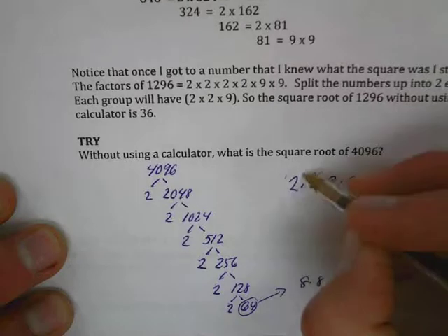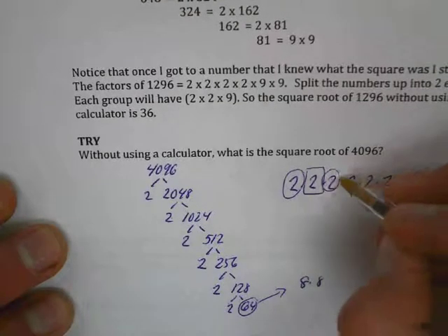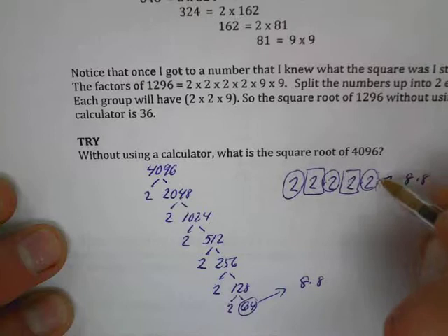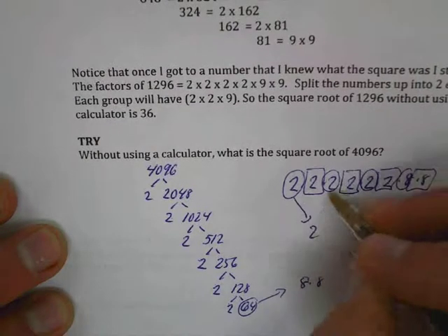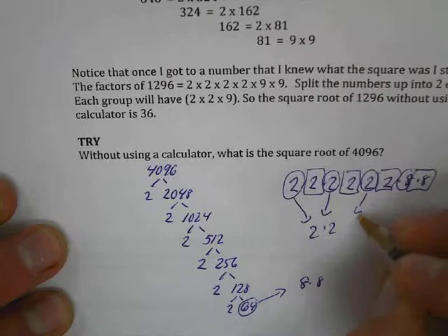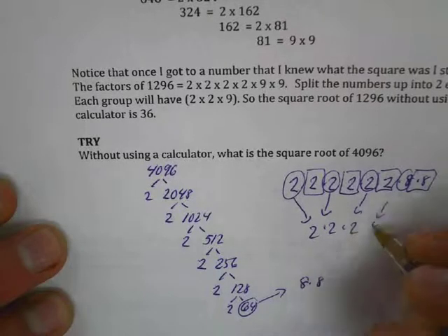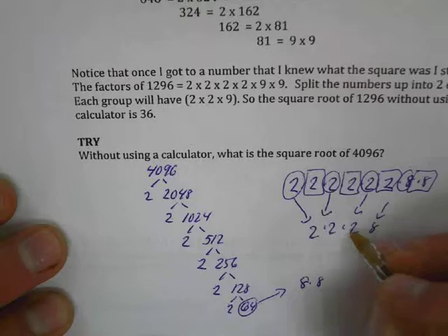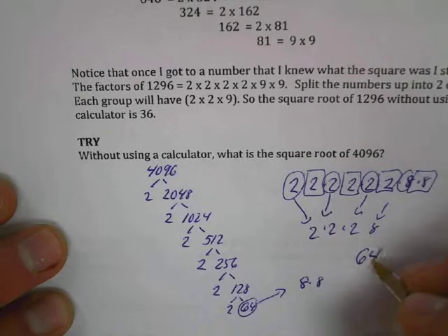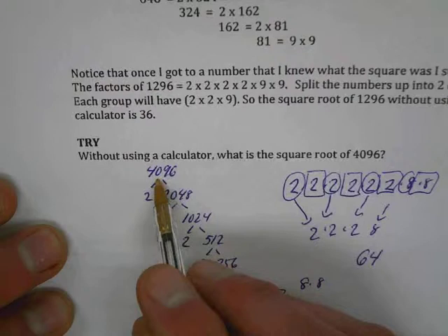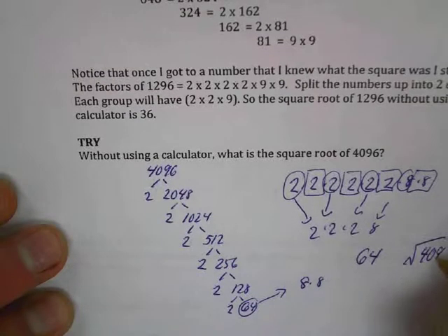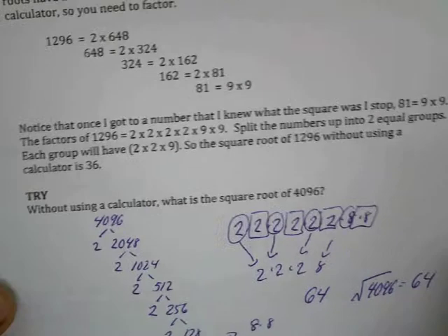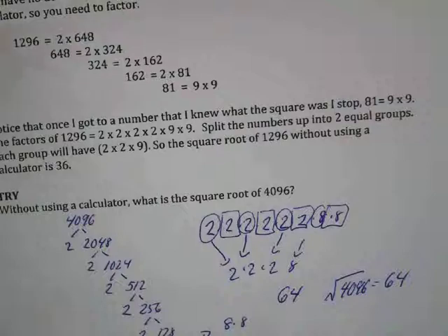So I'm going to group them. I have 1 here, circle, square, circle, square, circle, square. So I got a 2, 2, so I'm putting all my circle ones, and an 8. 2 times 2 is 4, times 2 is 8, times 8 is 64. So the square root of 4,096 is equal to 64. So I did all that work without a calculator. So it can be done.